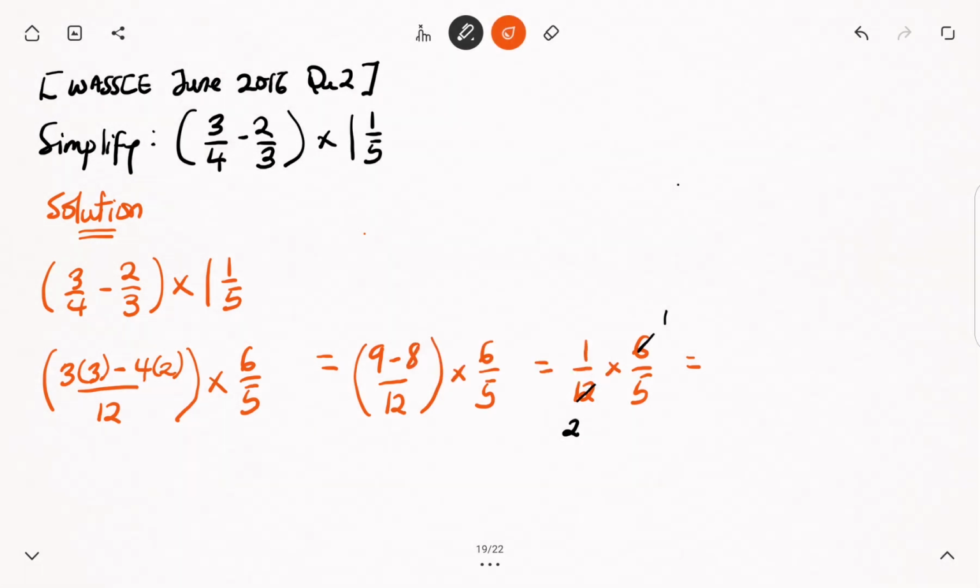So from here, I have 1 multiplied by 1 at the top, and then 2 multiplied by 5 at the bottom. So this now becomes 1 multiplied by 1 is 1, and then 2 multiplied by 5 is 10. So this becomes my answer for the expression I have above.